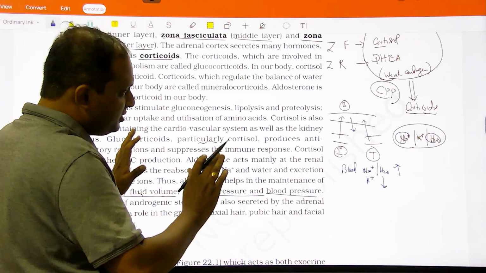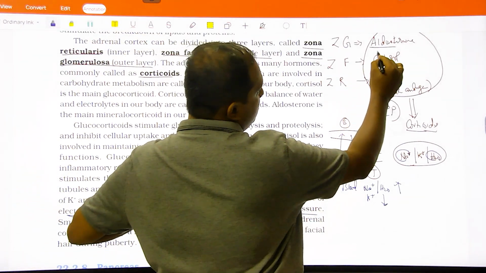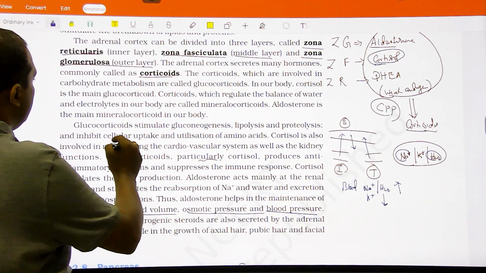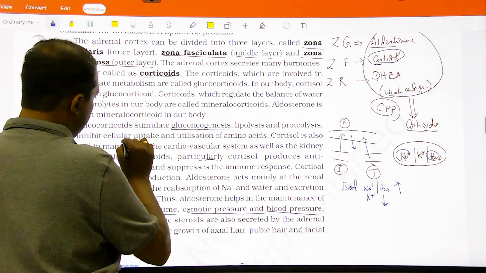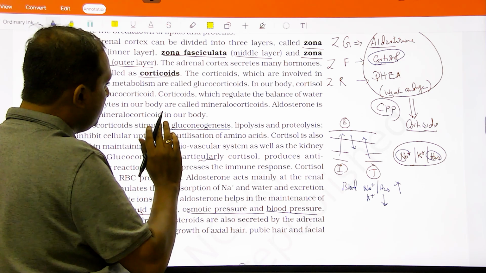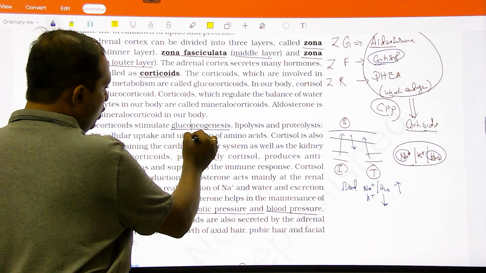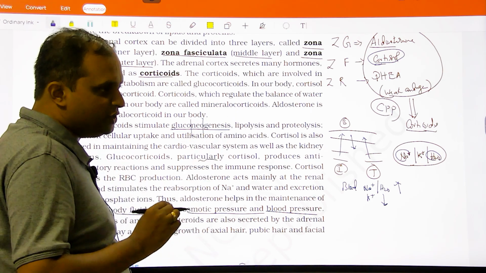Whereas this is the mineralocorticoid. What is the other one, the middle one? Cortisol. Understood? Cortisol. Now you could see that cortisol is going to stimulate gluconeogenesis. The corticoid is going to stimulate glucose neogenesis, the formation of glucose. Gluconeogenesis.